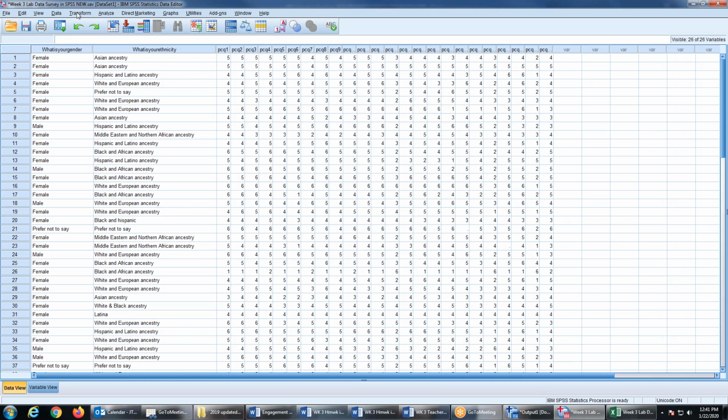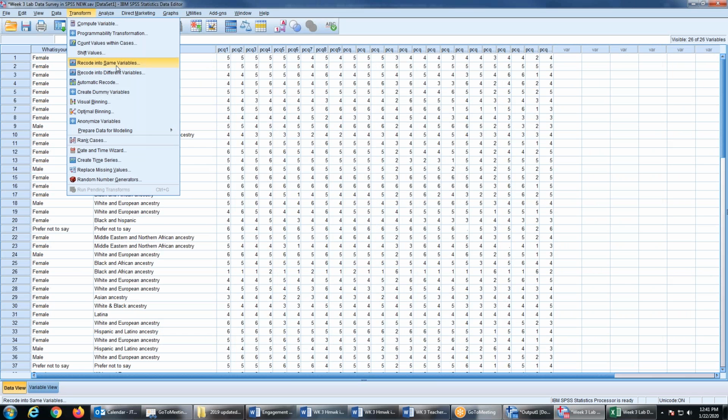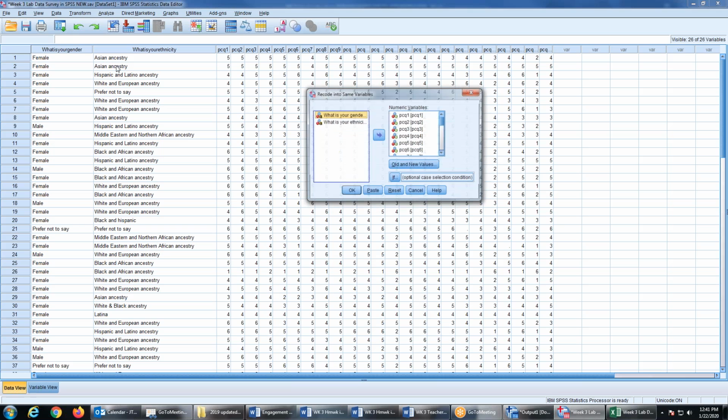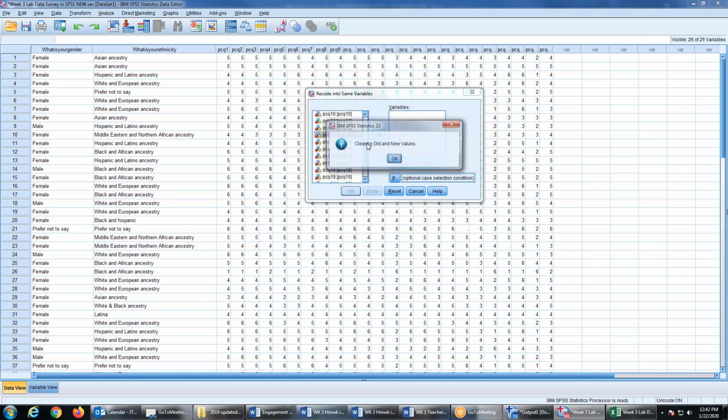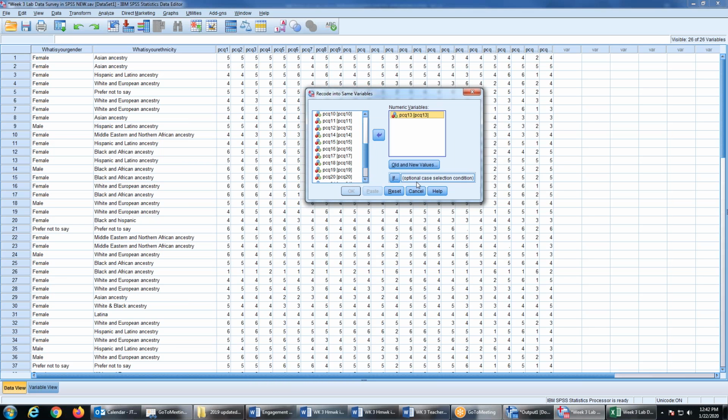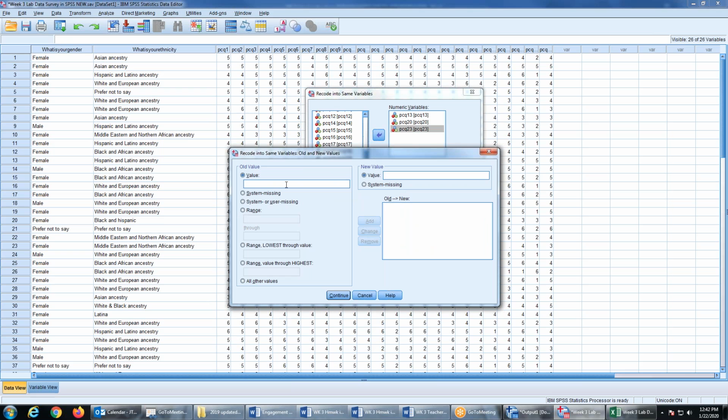Okay, so then we go Transform, Recode into Same Variables. It's 13, 20, oh, clearing old and new values. Okay, 13, 20, and 23, right? Yeah. Old and new values.